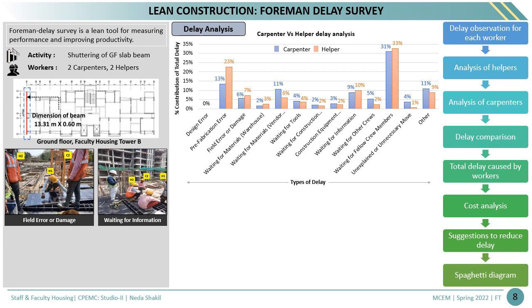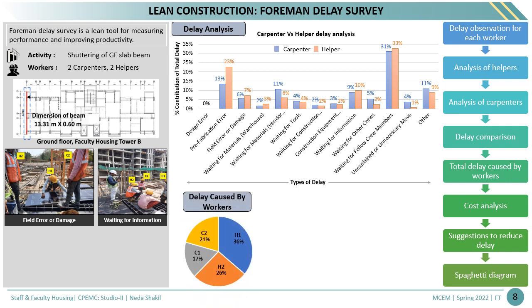Here, in the delay comparison between carpenters and helpers, waiting for fellow crew members was the major delay reason, followed by prefabrication error and waiting for information. Next, we observed as per the pie chart that the major delay is caused by helper 1, that is 36%, and the least delay is caused by carpenter 1, 17%.